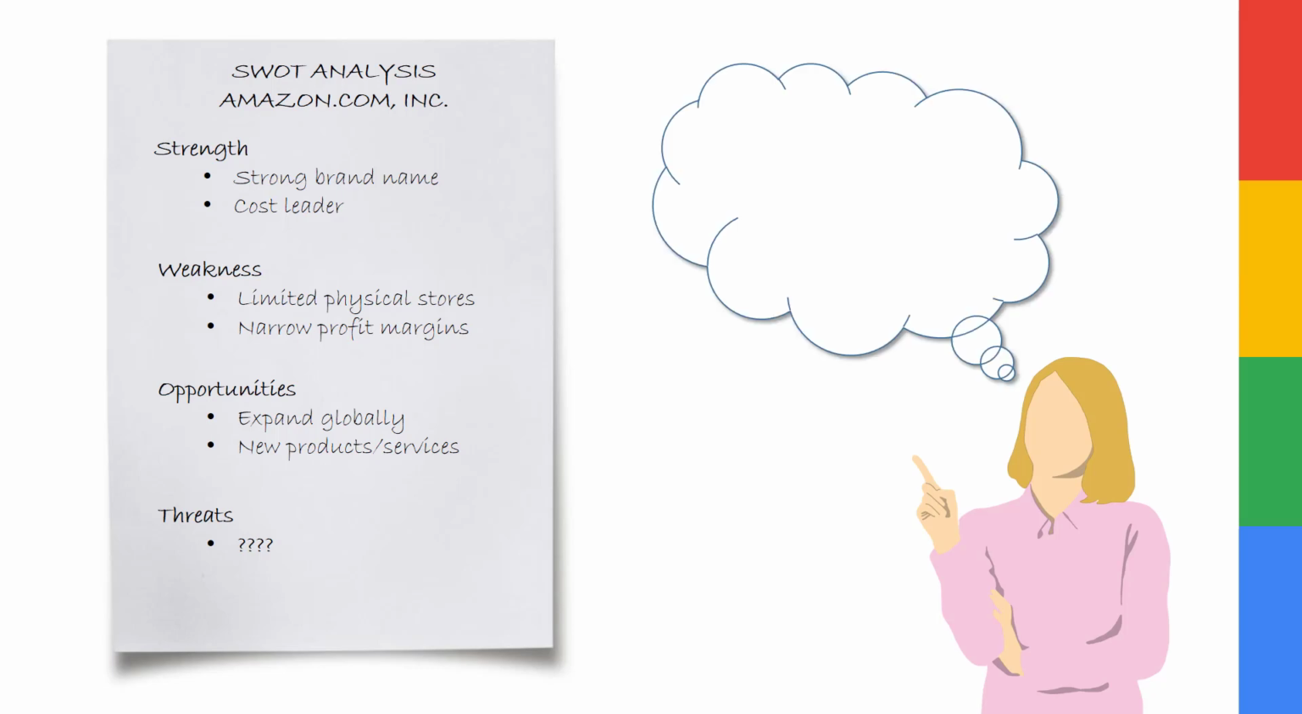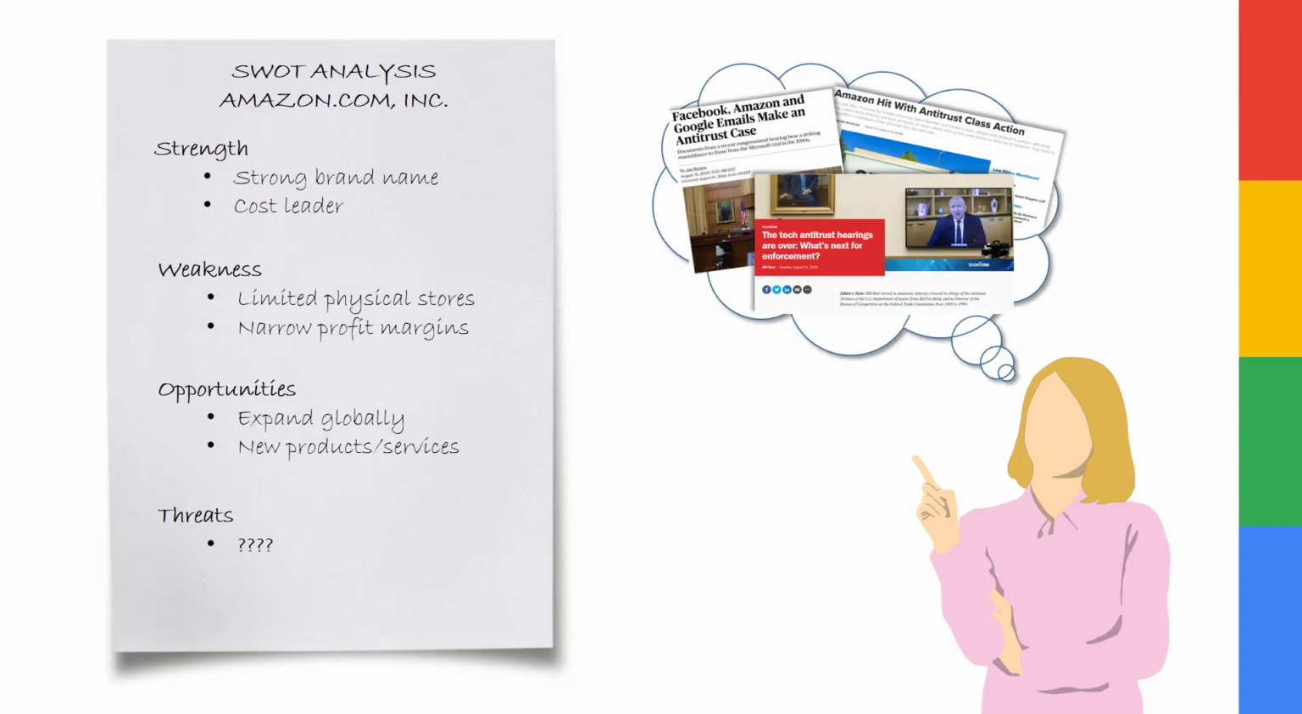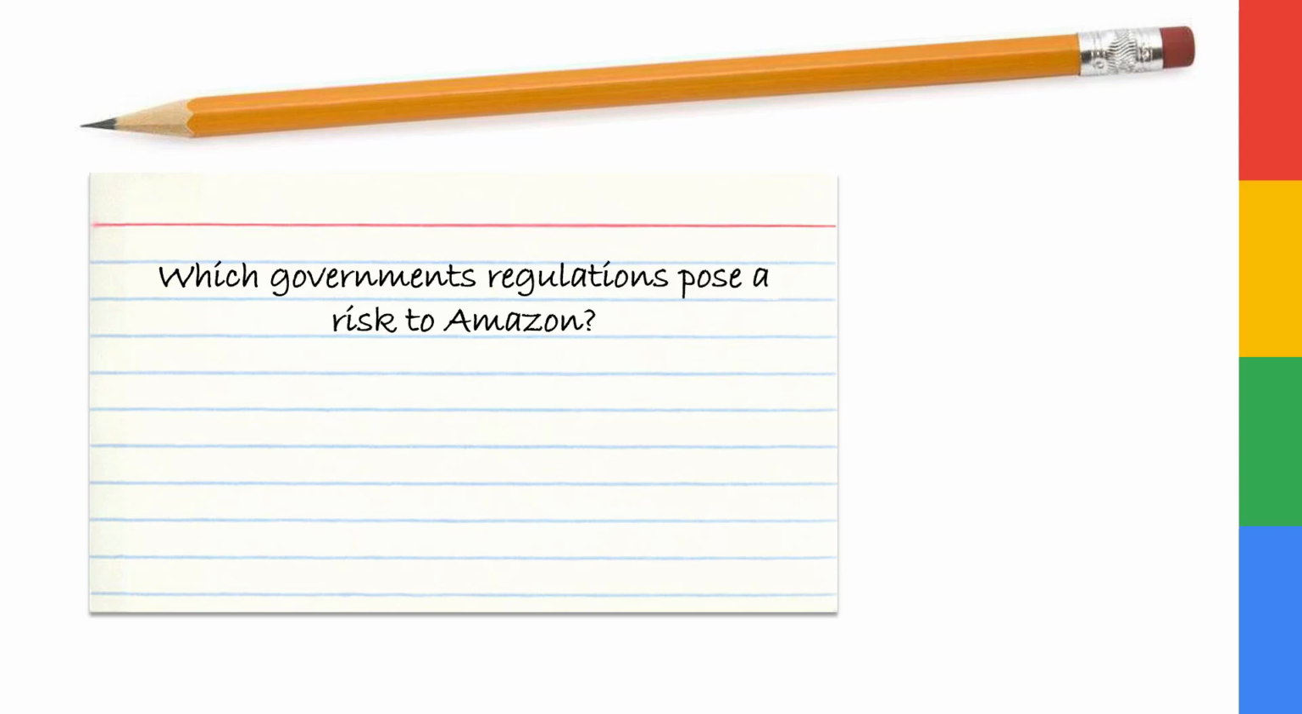I happen to have a little bit of background knowledge that Amazon is facing an antitrust investigation because of its potentially monopolistic behaviors, and I'm interested in finding some primary and secondary information that elaborate on this issue. By the way, Google is also facing similar scrutiny, but that's for another video. So I draft the research question: which government regulations pose a risk to Amazon?